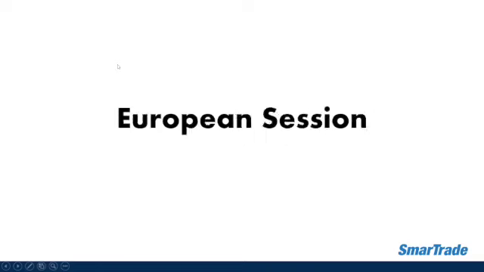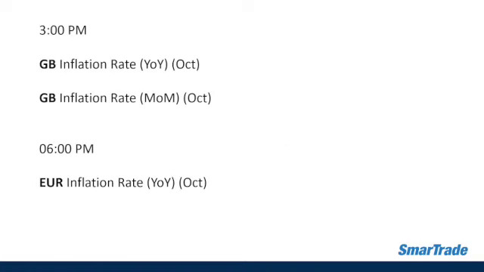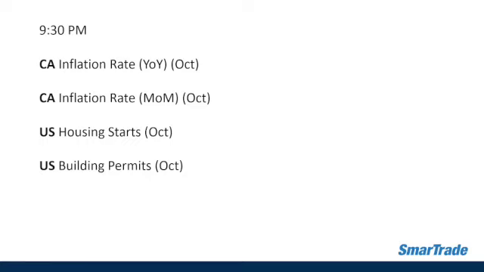So for today's economic data, during the European session, we have to focus on the inflation rate for the UK on a yearly basis, and also the inflation rate on a monthly basis for the month of October. And at 6 p.m. we have the inflation rate for the Eurozone on a yearly basis for the month of October as well. And for the US session, we actually have a handful of data. At 9:30 p.m. we have the inflation rate for Canada on a yearly and monthly basis for the month of October, followed by the housing starts for the month of October, and also building permits for the month of October as well.